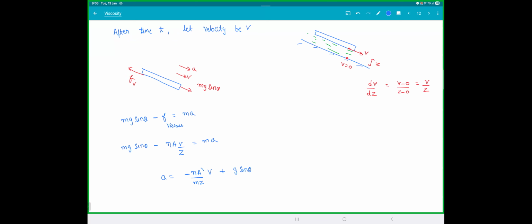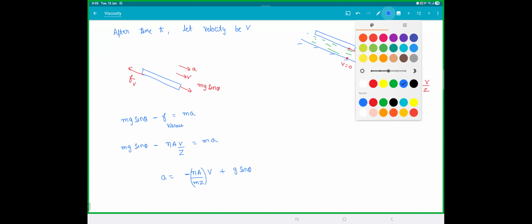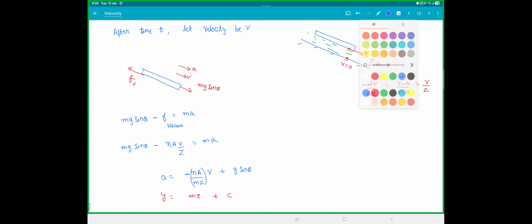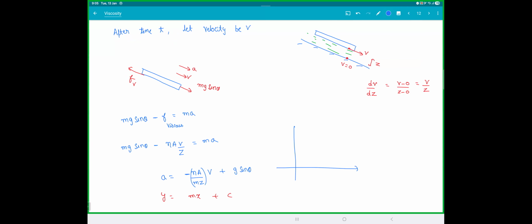So when you're drawing the a-v graph, this will be useful. Can you see? This is looking like y is equal to mx plus c. So the a-v graph is actually a straight line with a negative slope. Since we already did it, I'll just show you here. When velocity is 0, acceleration is g sine theta, and eventually this thing is just decreasing along a negative line. This is how the graph will look.